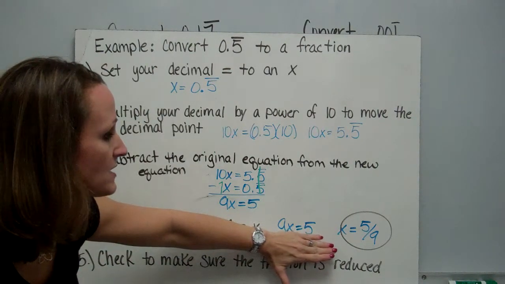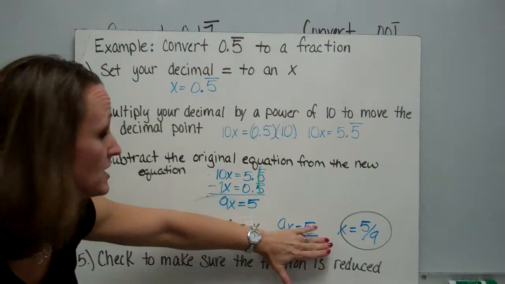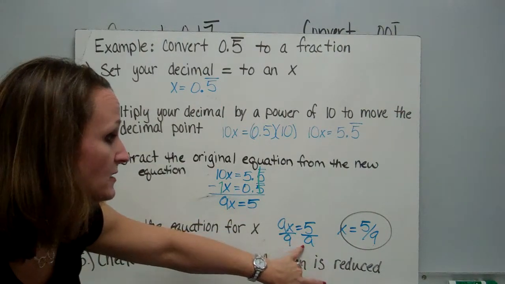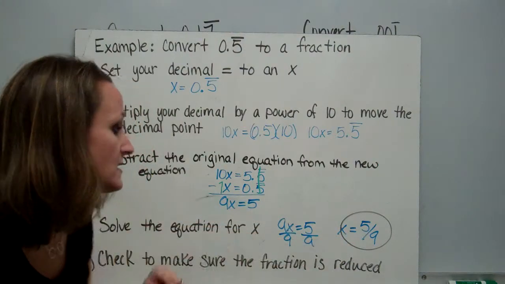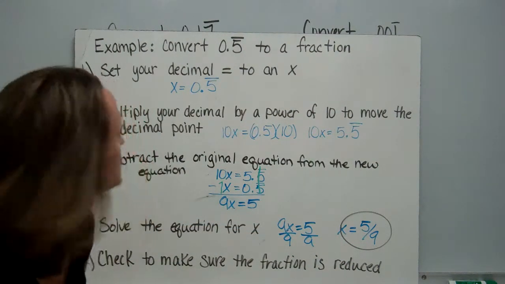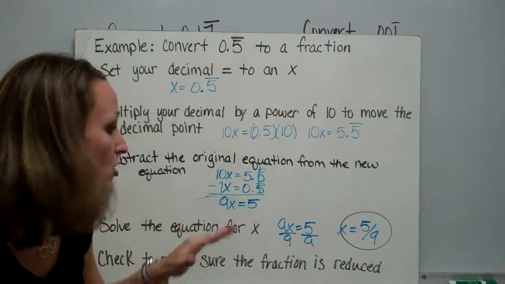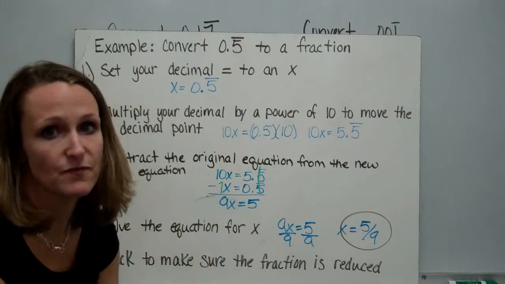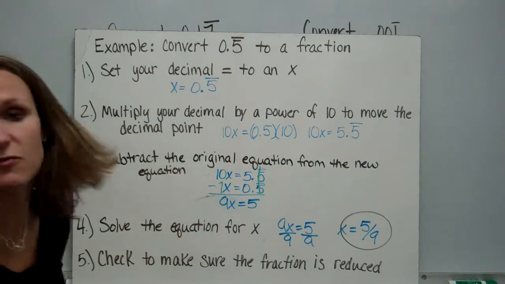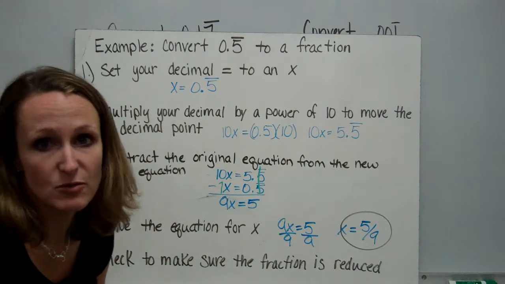Now we solve our equation for x. If we have 9x equals 5, this is a one-step equation, so we divide each side by 9, and we get x equals 5/9. The last step is to check and make sure your fraction is reduced. In this case, 5/9 is simplified, so we're done. This is our answer. These are the 5 steps you follow in order to convert a repeating decimal.